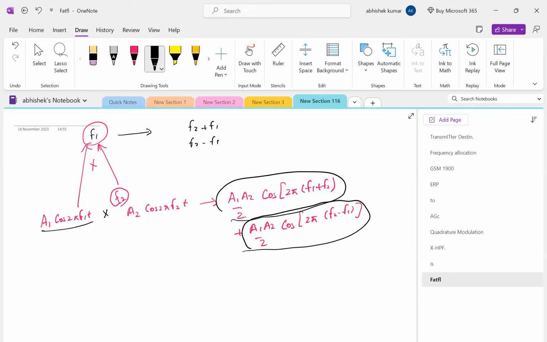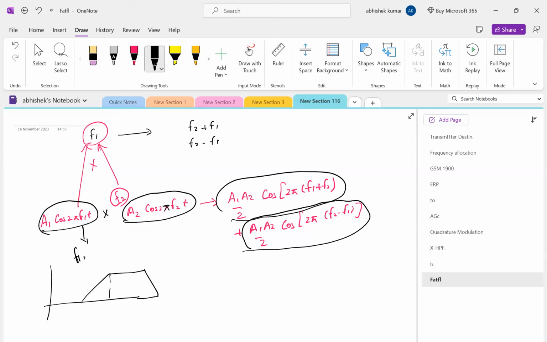Can we write? So these are the frequency components, a1 cos 2 pi f1 t and a2 cos 2 pi f2 t. These are the two frequency components and we are getting this output. In this way, we will get the different frequency components. Suppose F1 is a signal in this range, 36 to 44.